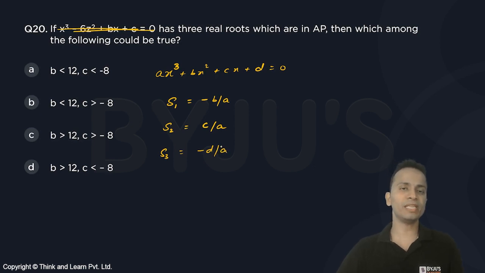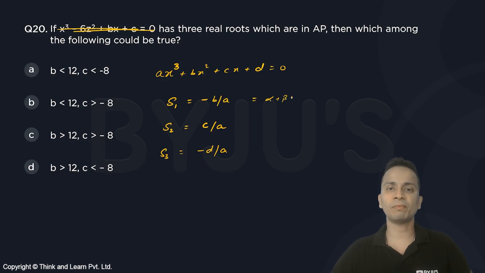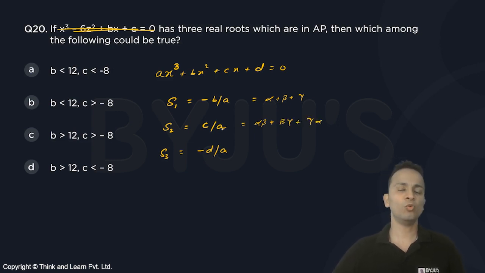So you should be knowing these things. So if alpha, beta and gamma are the roots, then alpha plus beta plus gamma is this. Alpha beta plus beta gamma plus gamma alpha will be c upon a, and alpha into beta into gamma is minus d upon a in a cubic equation like this. Okay, so we'll apply the same thing here.